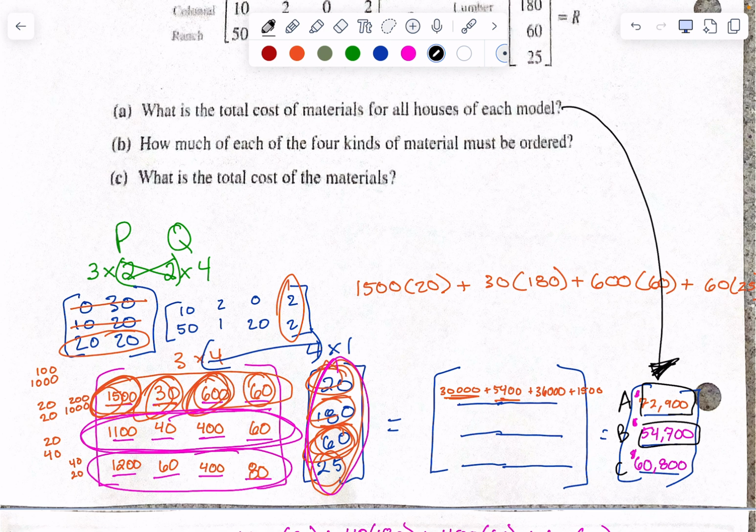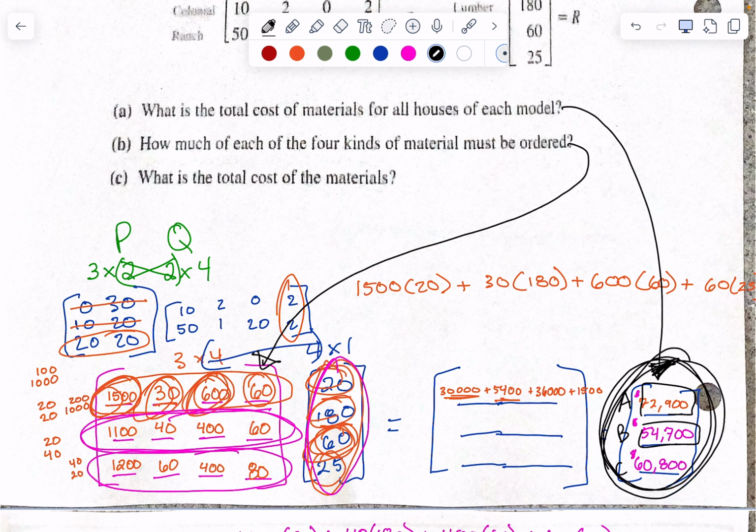And then what would you do for all houses of each model? How much of each of the 4 kinds of materials must be ordered? That's just a 3x4, right? Yeah, that's just a 3x4 that we already did. This one is this right here. What is the total cost of the materials? What is C asking? You add 3, right? This is all 3 of those together. What is the total cost of all the materials for all of the houses for everything?